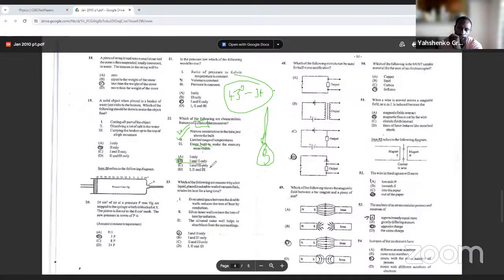You can't have a constricted tube and a large bore. Those two don't work together. All right.